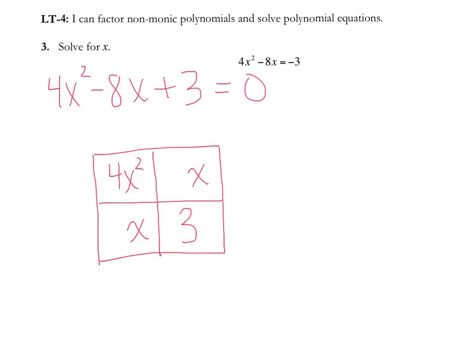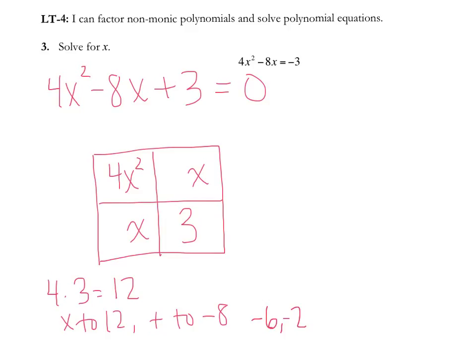Now, since this is a non-monic quadratic, what we have to do first is say, okay, what's 4 times 3? What's the leading coefficient times the constant term, which is 12? And then we're going to look for two numbers that multiply to make a positive 12 and add to make a negative 8. So two numbers that would work would be negative 6 and negative 2. Those would add up to make negative 8, but multiply to make a positive 12.